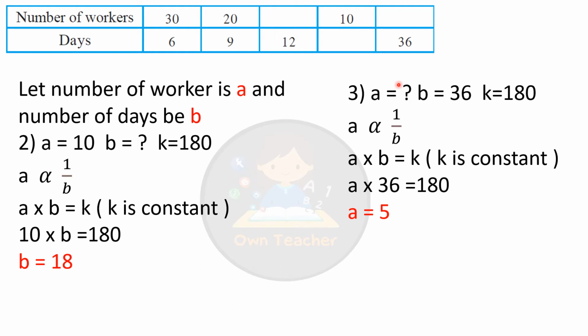Now third example, we will find out A, means number of workers, and we know the days are 36. This example we are solving now and K is equal to 180. A is inverse proportional to B. A into B is equal to K. K is constant. So we will put up the value. A into value of B is 36 and value of K is 180. So we will divide 180 by 36. So A is equal to 5.